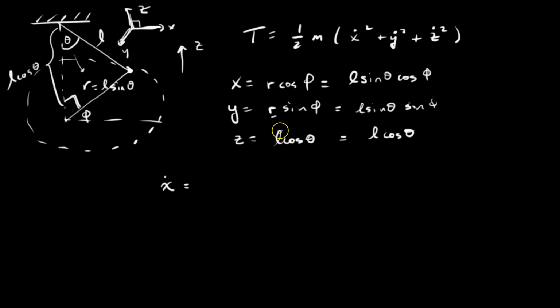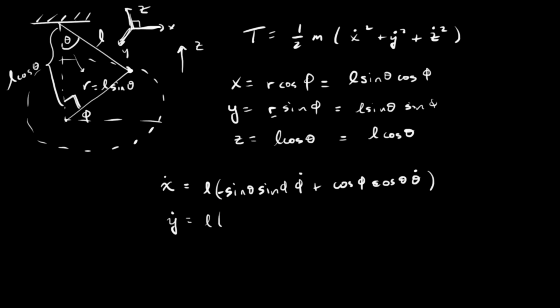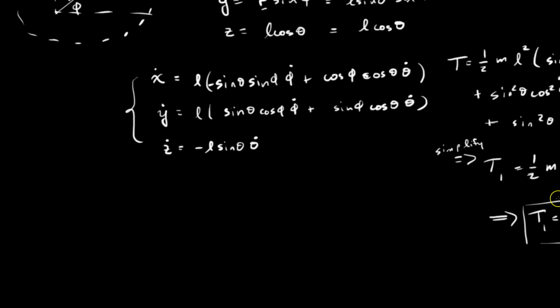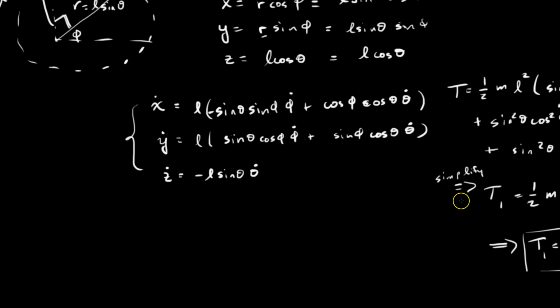Okay. X dot. L is pulled outside, and we have negative sine theta, because product rules, sine phi, phi dot, plus cosine phi, cosine theta, theta dot. Okay, y dot is L. I'm just gonna fast forward this for you. Okay, so I spared you some of the gory details in this calculation. You can pause this video and try it for yourself, and then compare your answers with mine.